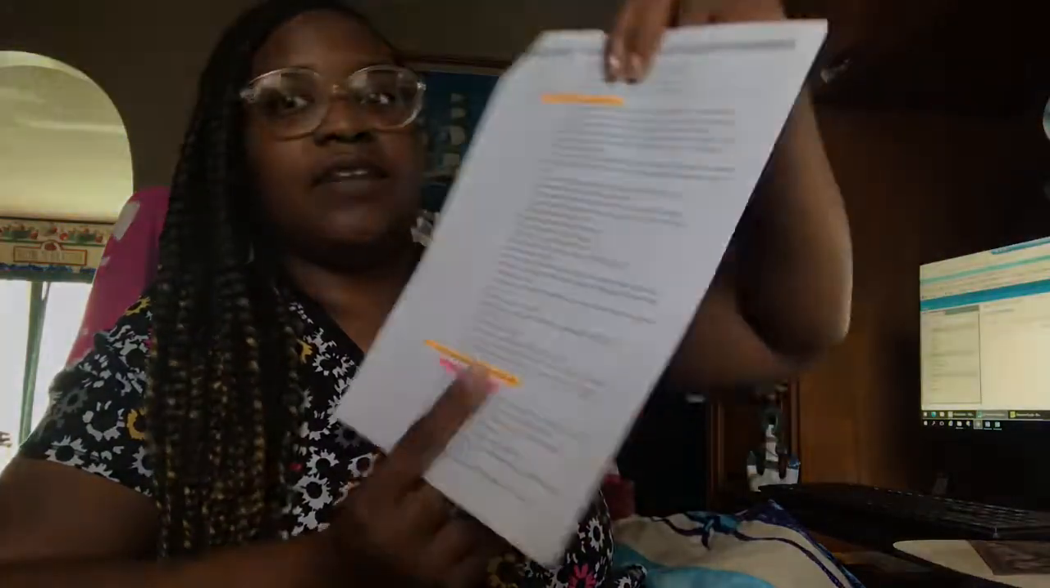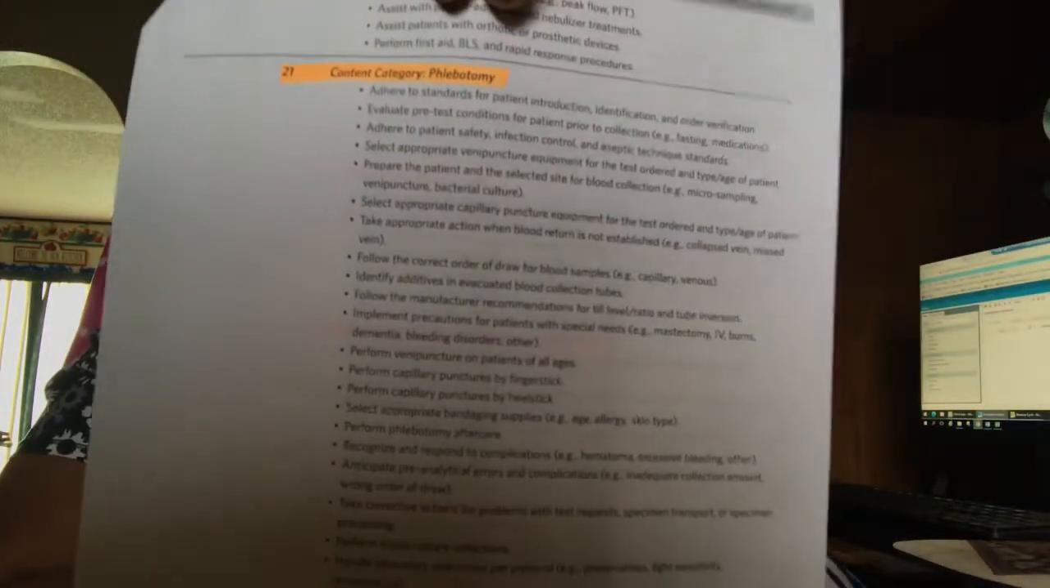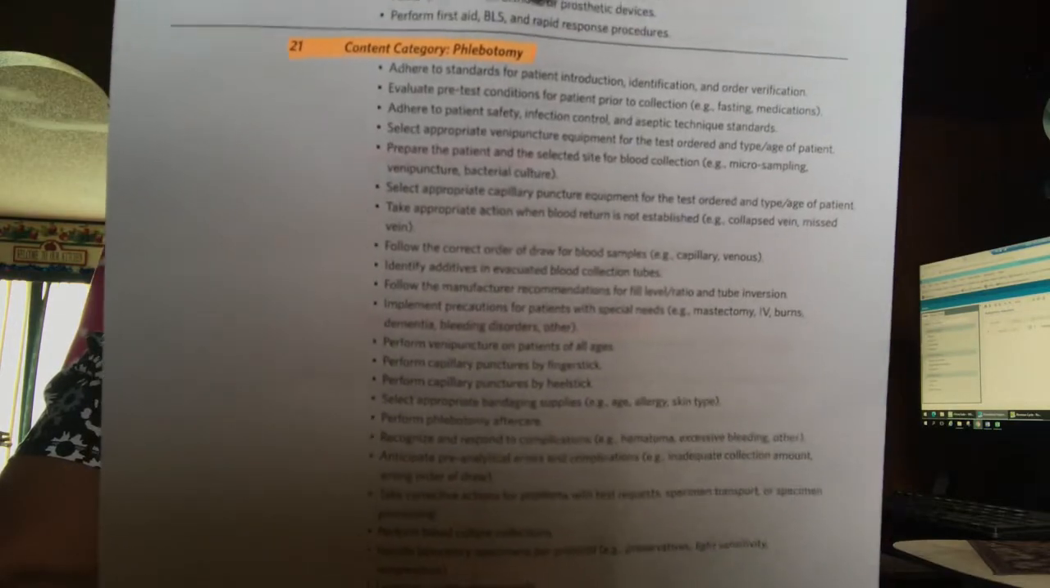You need to understand the difference between capillary and venipuncture, understanding which vein is going to be most used. Also understanding the order of draw, which tubes will be used for certain tests. They will throw that out at you as well too. Also performing a heel stick. That will be for newborns, so you want to make sure you keep that as well too.